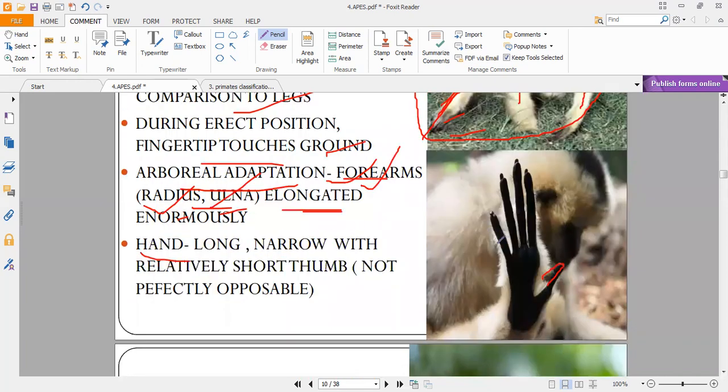If you talk about their hand, you can see the hand here, it is very long, and narrow also. And the thumb is very short. Normally what we can observe in other apes, including human beings, is that the thumb is perfectly opposable, meaning we can touch each and every finger with the help of the thumb. But in case of gibbon, it is not perfectly opposable, meaning gibbon cannot touch each and every finger perfectly with the help of the thumb.